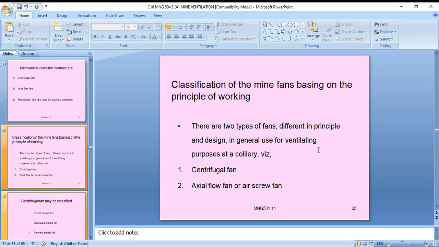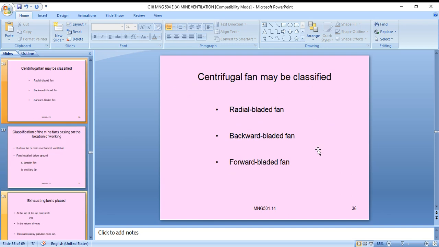Classification of the mine fans basing on the principles of working. There are two types of fans, different in principle and design, in general use for ventilating purposes at collieries: the centrifugal fan, and the axial flow fan, also called the air screw fan. Both are used inside an auxiliary fan system.